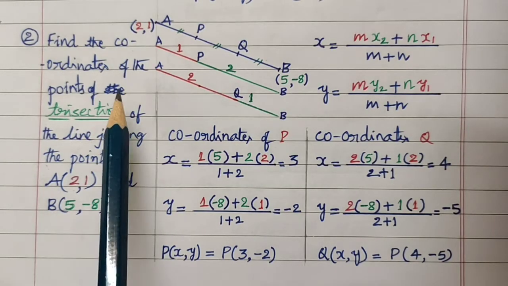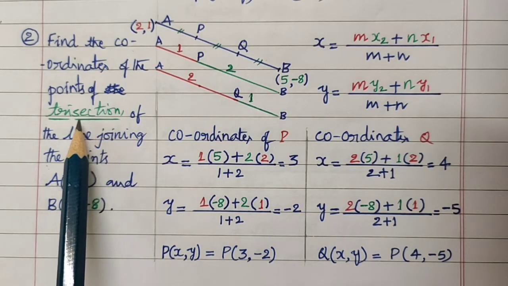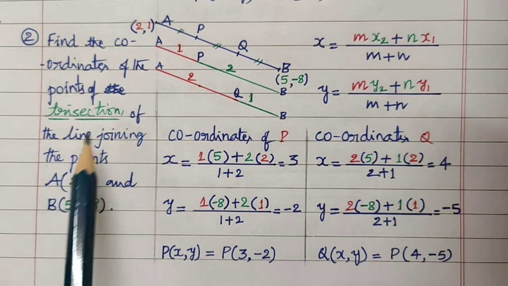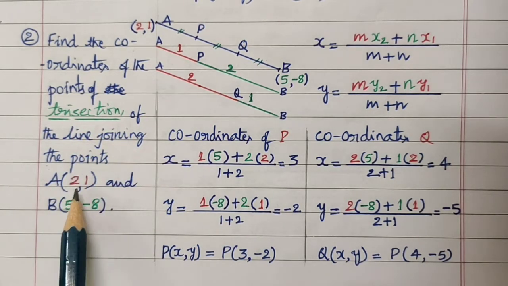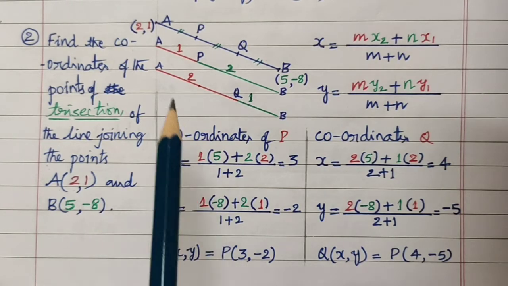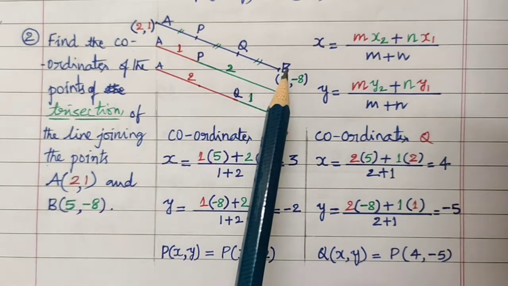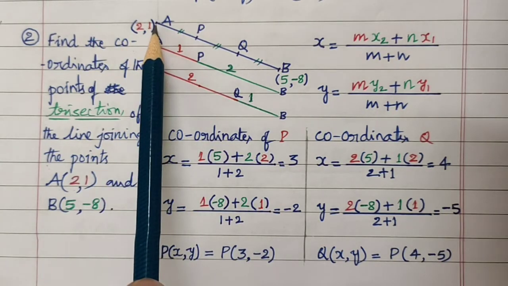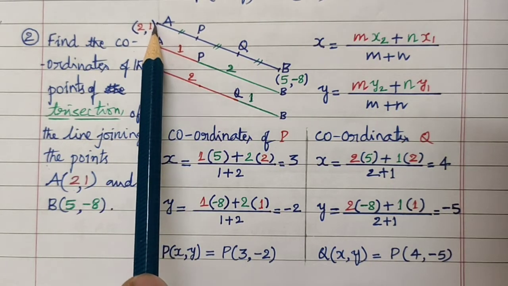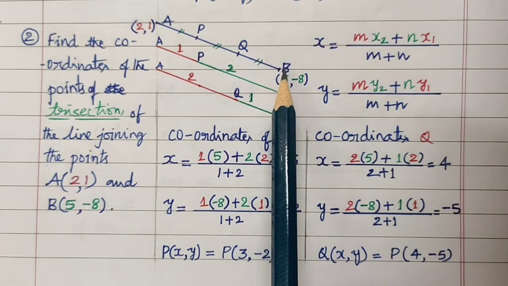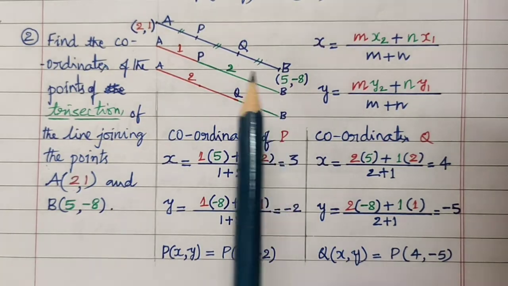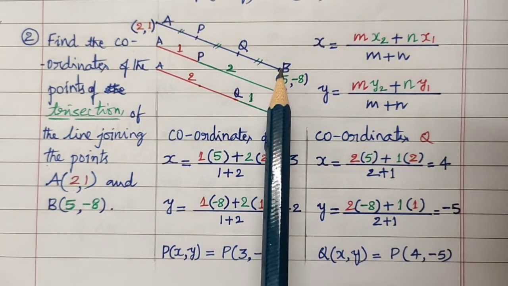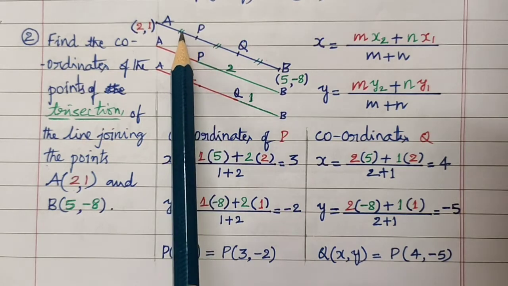Find the coordinates of the points of trisection of the line joining the points A (2, 1) and B (5, -8). This is a line AB joining the points A (2, 1) and B (5, -8). This line is divided into trisection, that is, 3 equal parts.